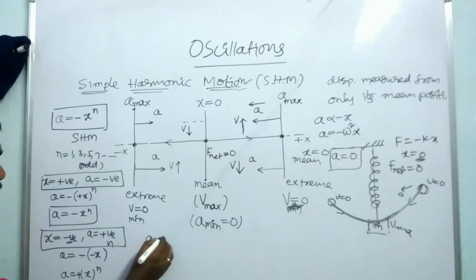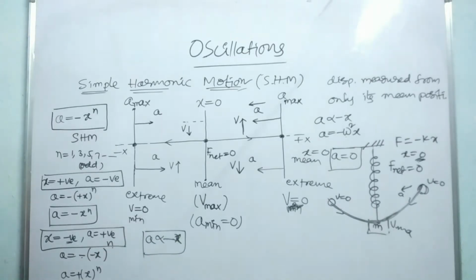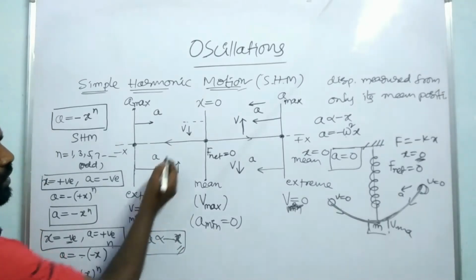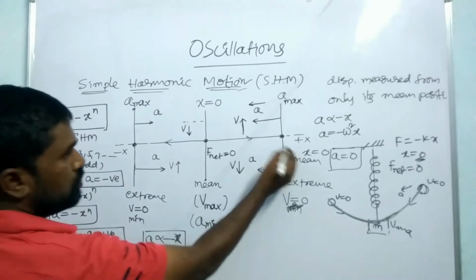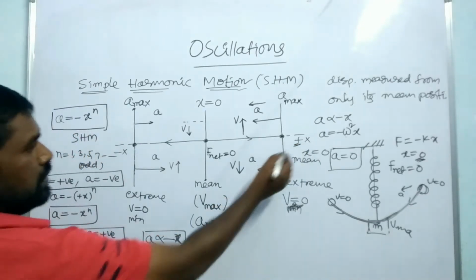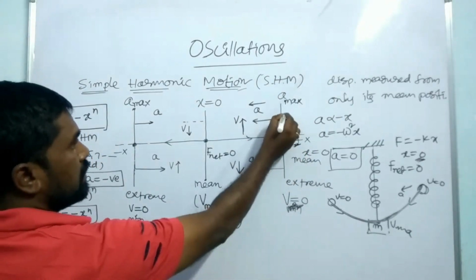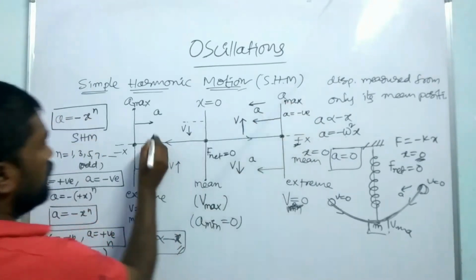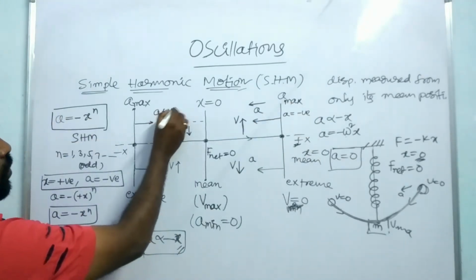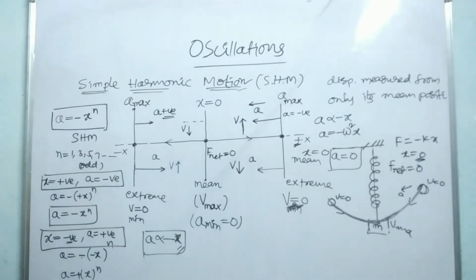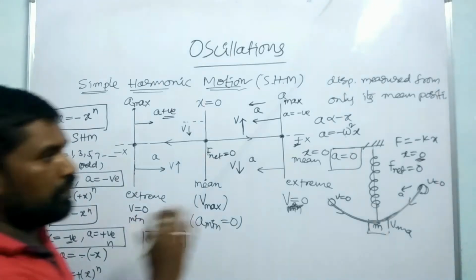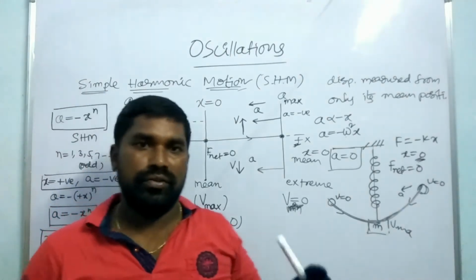So this is a directly proportional to minus x here, and opposite in nature. Clear? So negative means negative x-axis, positive means positive x-axis. In the positive x-axis, acceleration is negative. In the negative x-axis, acceleration is positive. This is the meaning here. Okay? So this is the simplest form of simple harmonic motion you have to remember.